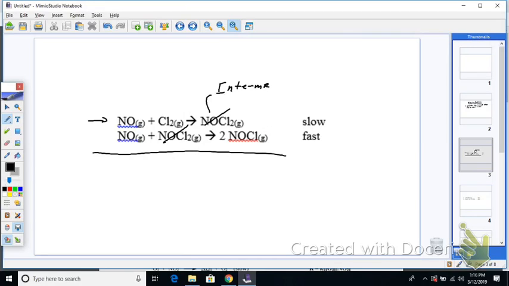An intermediate is made during one elementary step and used up in a second elementary step. So an intermediate never lasts. It's never going to be part of the overall reaction. It's produced by one elementary step and then used up in another elementary step. And that's what we call an intermediate. Okay? So then this would be 2NO gas plus Cl2 gives 2NOCl. Questions you guys have at this point?